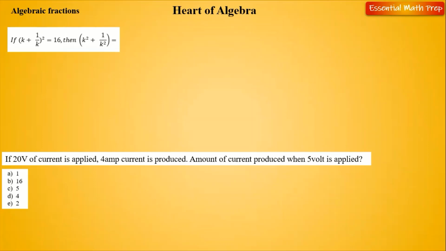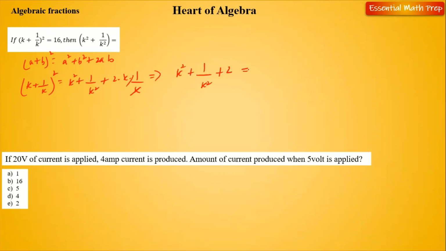In the first problem, if (k + 1/k) whole squared equals 16, then what is k squared plus 1 over k squared? This is a very simple problem. All you have to do is use (a + b) whole squared equals a squared plus b squared plus 2ab. That's what we know. So (k + 1/k) whole squared equals k squared plus 1 over k squared plus 2 times k times 1 over k, which equals k squared plus 1 over k squared plus 2. Now this whole thing is equal to 16. So k squared plus 1 over k squared equals 14.